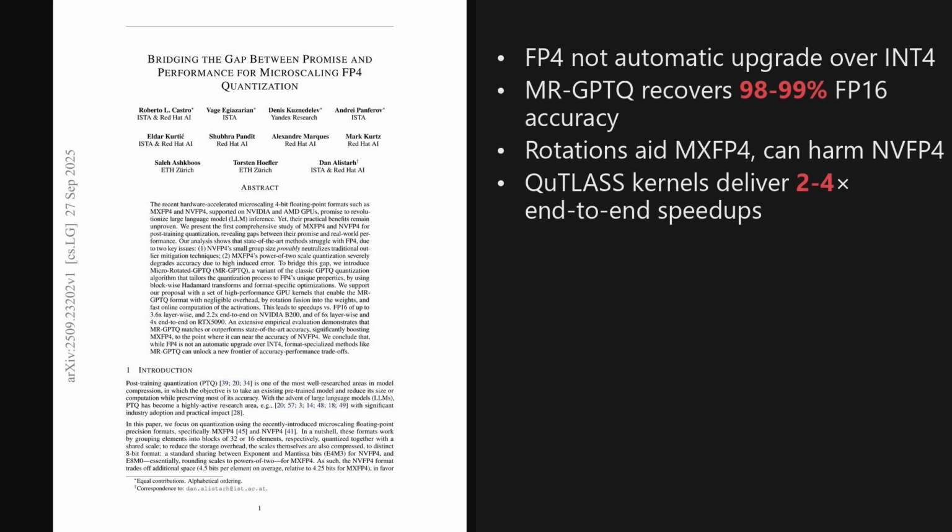So the big picture is clear. FP4 is not an automatic upgrade over INT4 because format quirks break standard post-training quantization. Micro-Rotated-GPTQ solves that with rotation and format-aware scaling, restoring accuracy, while QuTLASS delivers 2 to 4 times end-to-end speedups.